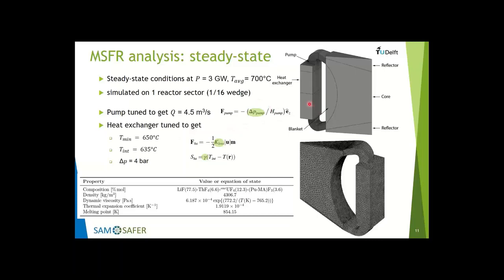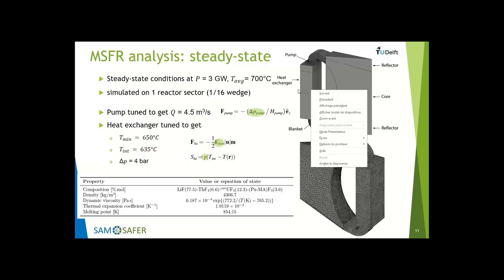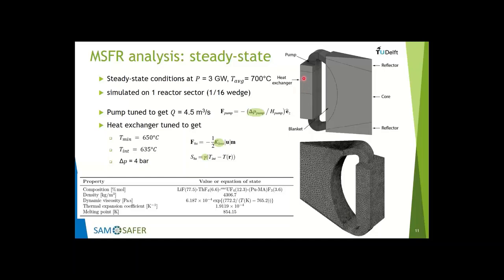In the heat exchanger, the secondary circuit is not modeled, and we just considered an intermediate average salt temperature of 635 degrees Celsius. So basically you have to think that the primary salt exchanges heat in a volumetric fashion inside this sort of black box.